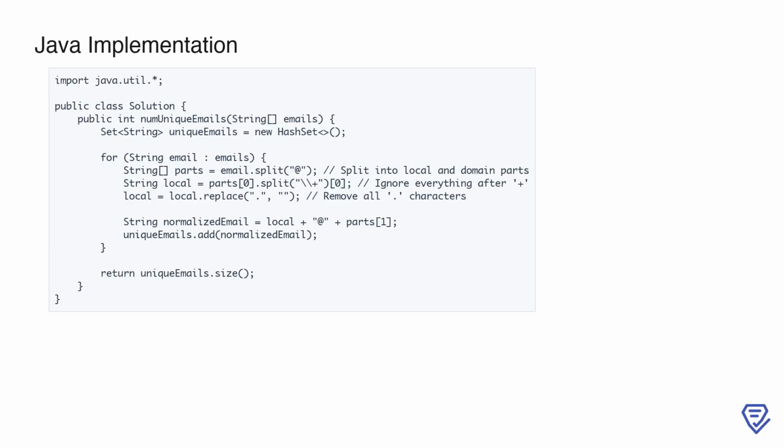This is the Java implementation for LeetCode problem number 929, unique email addresses. The logic directly mirrors the Python solution provided, with changes specific to Java. Key differences include the use of Java's string methods, split and replace, for string manipulation, and a hash set for storing unique email addresses. The method iterates through the input array, normalizes each email, and adds it to the set. Finally, the size of the set is returned as the count of unique email addresses.